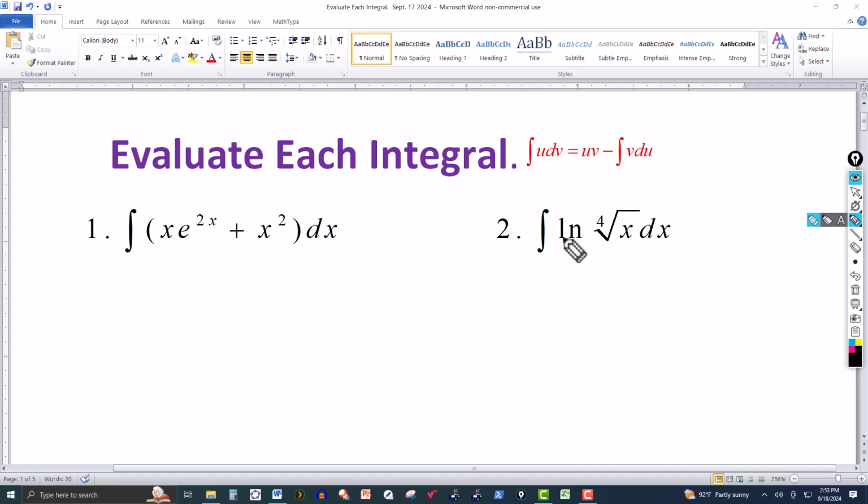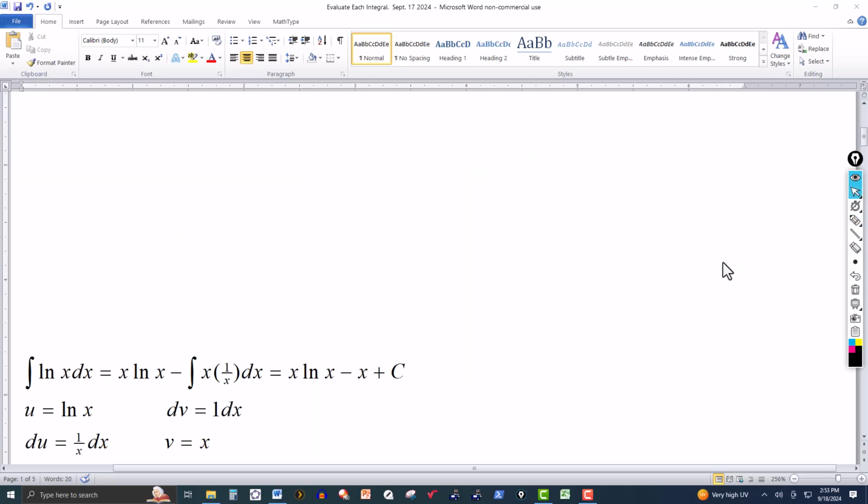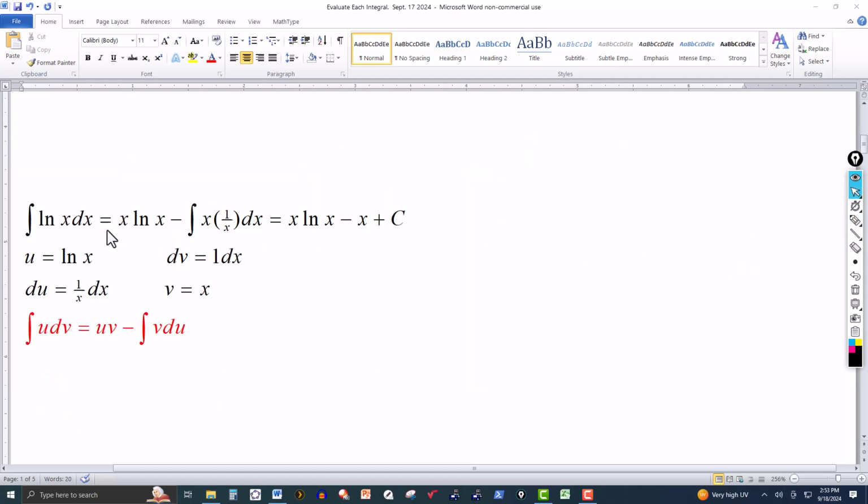Now for the second one, we have the integral of the natural log of the 4th root of x dx. And we're going to use a formula that I've derived in another video. Just in case you missed that, here's the problem worked out. So you have the natural log of x dx. That's going to involve integration by parts. So the setup looks like this.